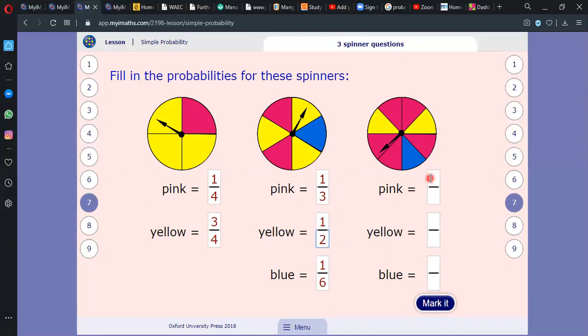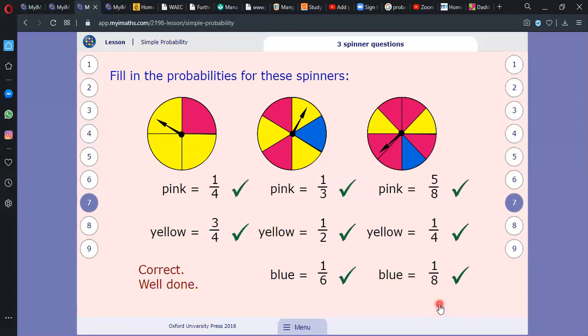For the last spinner, I have 8 colors altogether, out of which 5 are pink. So I'm going to have 5 over 8. 2 are yellow, so 2 over 8, which reduces to 1 over 4. For blue, I have only 1, so that's 1 over 8. So let me reduce yellow to 1 over 4 to its lowest term. And then if we mark it, we expect to have all correct again. Well done, guys. I think we're getting this now. We're getting the hang of this.